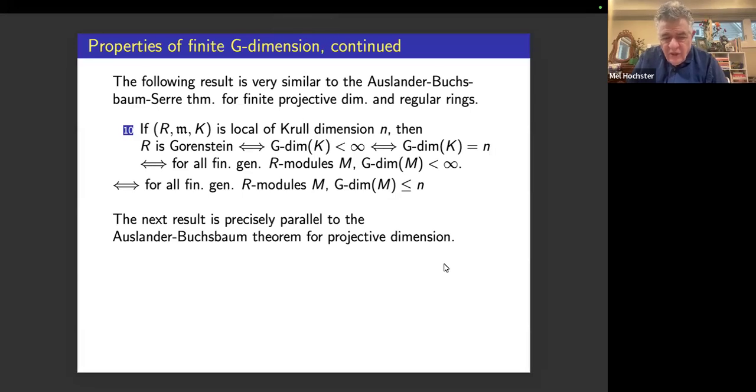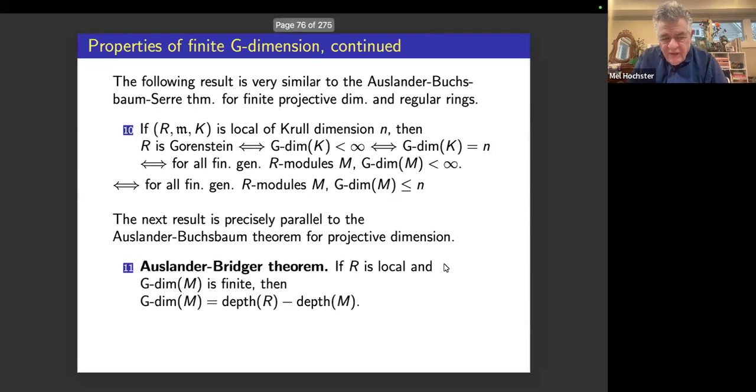And you also get something just like the Auslander-Buxbaum theorem, which conveniently is the Auslander-Bridger theorem, so it's still AB if you're into abbreviations. If R is local and the G dimension of M is finite, then it's the depth of R minus the depth of M. So that's exactly like projective dimension.